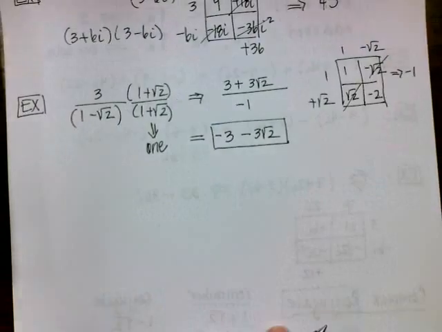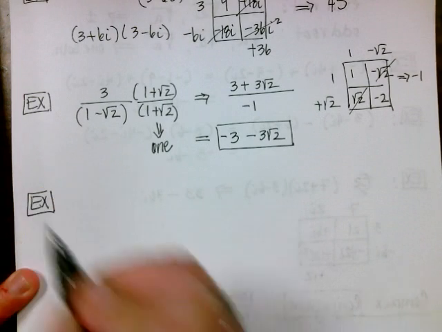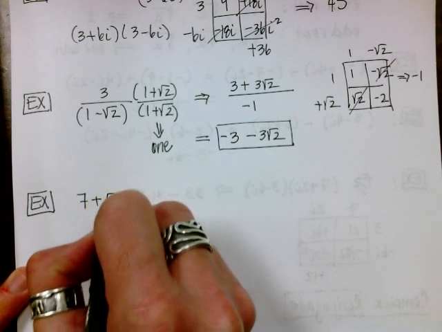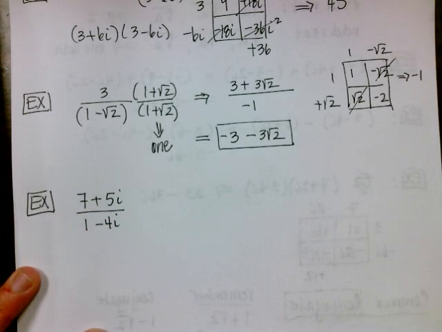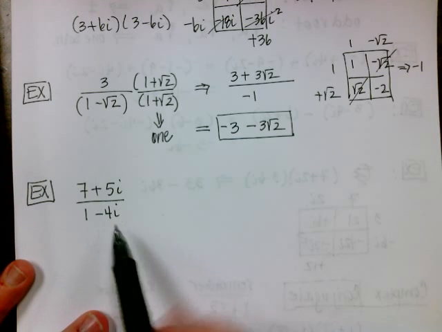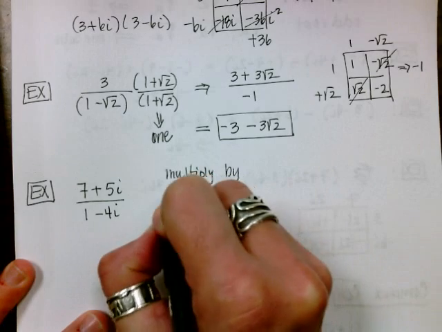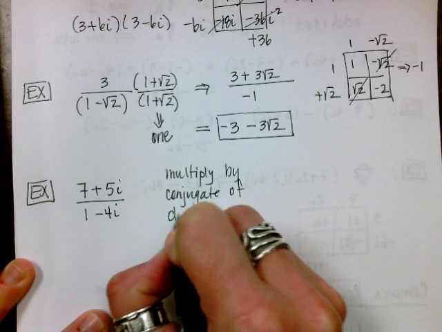So now what I'm going to do is apply that same concept to a complex number. So here's your next example. We've had lots of examples today. I'm going to give you a fraction, 7 plus 5i over 1 minus 4i. Just like with radicals, I can't have an imaginary number in the denominator, so I'm going to multiply by the conjugate of the denominator. Okay, so I'm going to multiply by the conjugate of only the denominator.